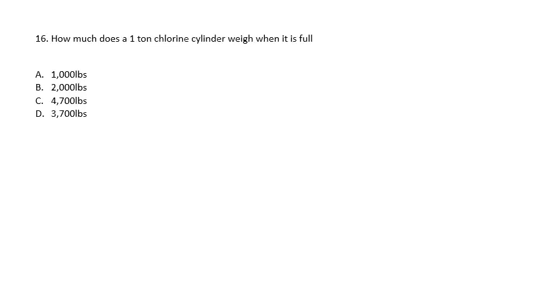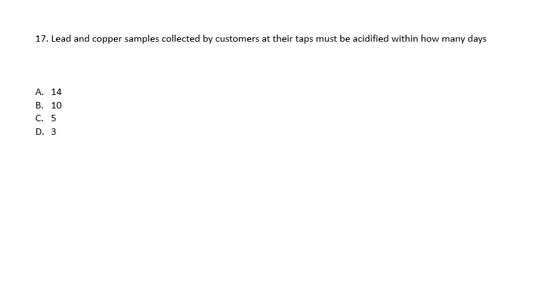How much does a 1-ton chlorine cylinder weigh when it is full? 1,000 pounds, 2,000 pounds, 4,700 pounds, or 3,700 pounds? A 1-ton chlorine cylinder when full weighs 3,700 pounds. Lead and copper samples collected by customers at their taps must be acidified within how many days? 14, 10, 5, or 3? The answer is 14 days.